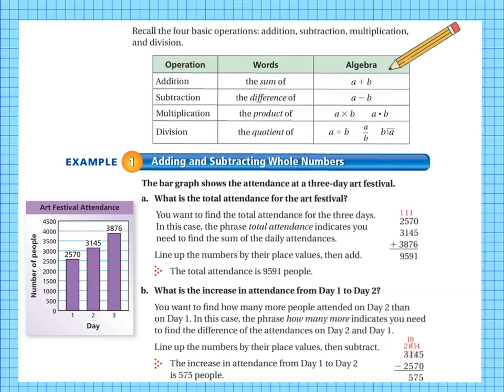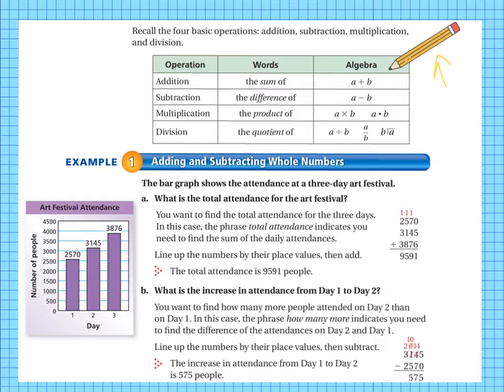So if your operation is addition, some of the words that might represent addition are the sum of, and it might look like a letter or a number plus another letter or a number, so A plus B. And then follow that down for subtraction, multiplication, and division. When you see this yellow pencil, that means that you need to be copying that.